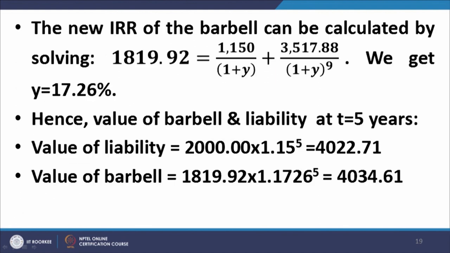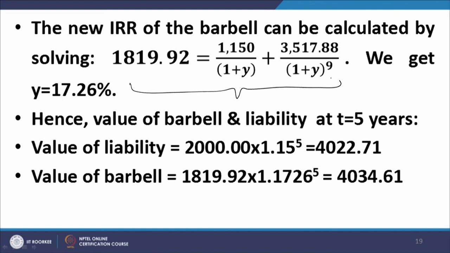Now, we work out the new IRR of the barbell strategy. The equation for the new IRR of the barbell strategy is given by this. And when you solve this as a quadratic or use Excel or some other software for solving this equation, you find that the YTM or the IRR of this particular cash flow stream turns out to be 17.26%. This equation itself is self-explanatory. This is the t equal to 0 price of the instrument, and this is the redemption value of the 1 year bond, and this is the redemption value of the 9 year bond. So, these are the cash flows that will emanate from this barbell strategy, and when you solve this equation for the IRR, you get it as 17.26%.